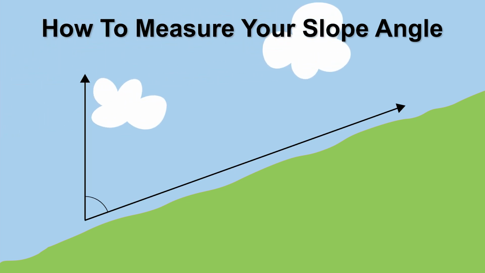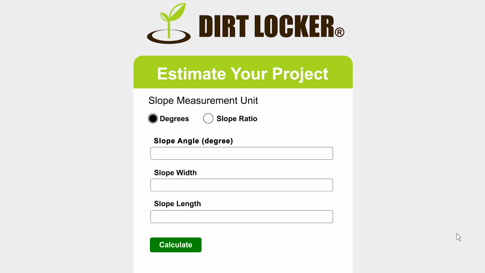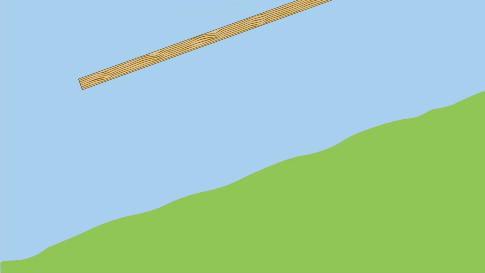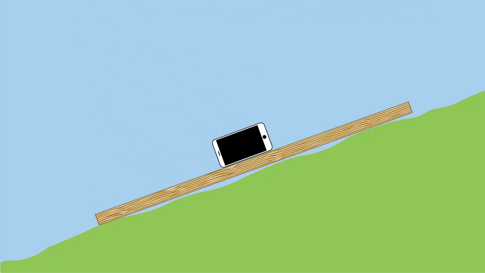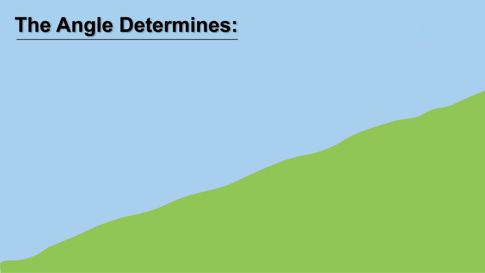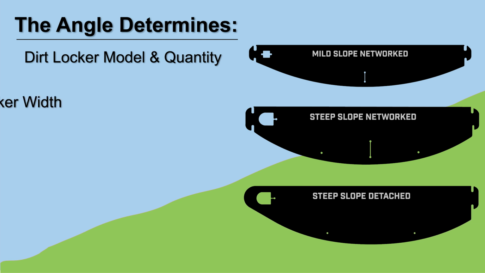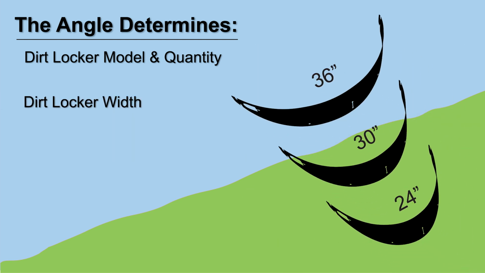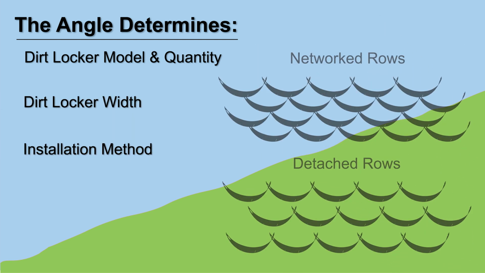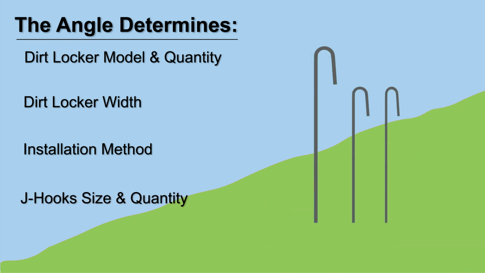In this video, we'll show you how to accurately determine the angle of your slope and enter the results into our estimation tool, available on our website at dirtlocker.com. Accurately measuring the slope angle is crucial for your Dirt Locker project because it impacts several key factors, such as choosing the correct Dirt Locker model and quantity, determining the optimal width of your Dirt Lockers, deciding on the appropriate Dirt Locker installation method, and calculating the quantity of J-hooks you will need.